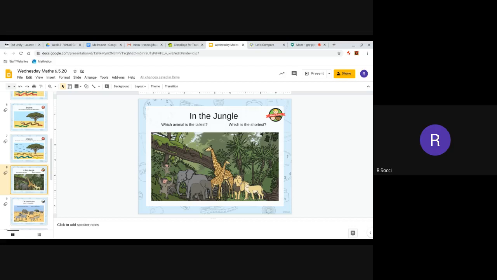Then I would like you to have a go at writing down the name of the animal that is the shortest. So, which animal do you think is the shortest? So, write down that animal name.